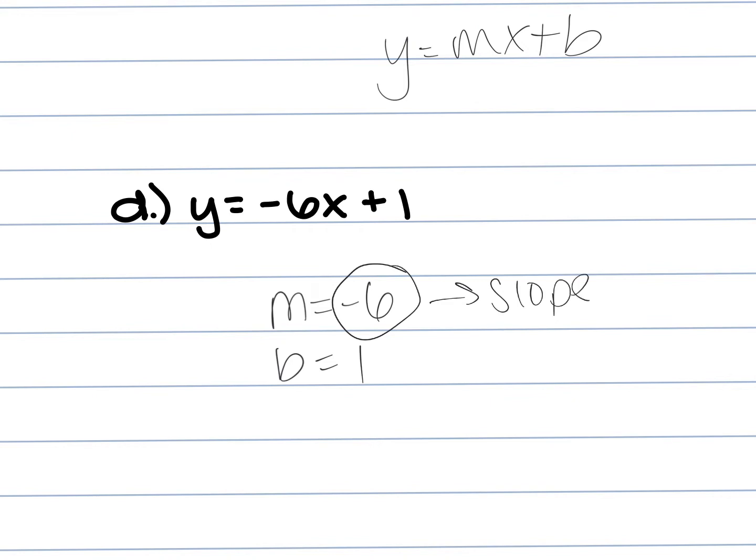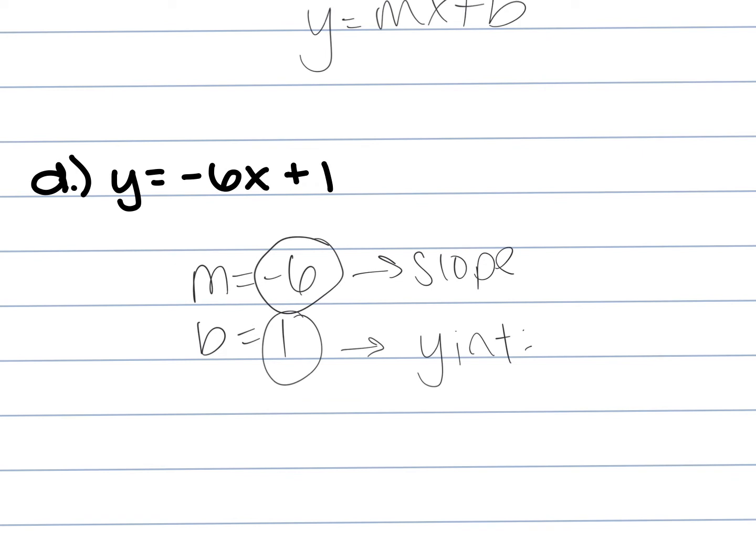Now our b value, which is 1, is what, Miss Gagnier? It's the y-intercept. This is the y-intercept, okay? And if we wanted to be very, very particular and write our y-intercept as a point, does anyone know what the point would be? What would it be, David? 0, 1.